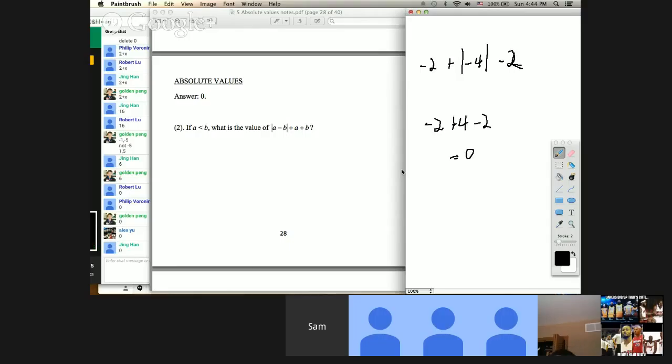Okay, let's try this one. If a is less than b, what is the value of the absolute value of a minus b, plus a plus b?